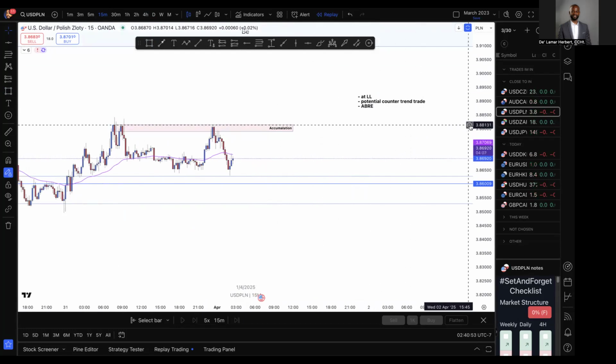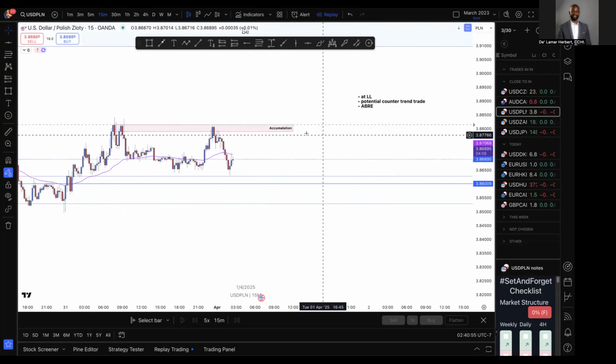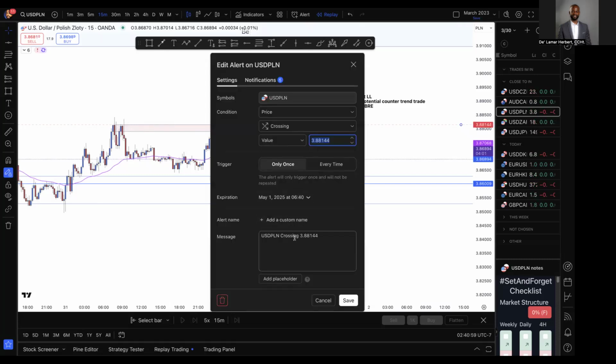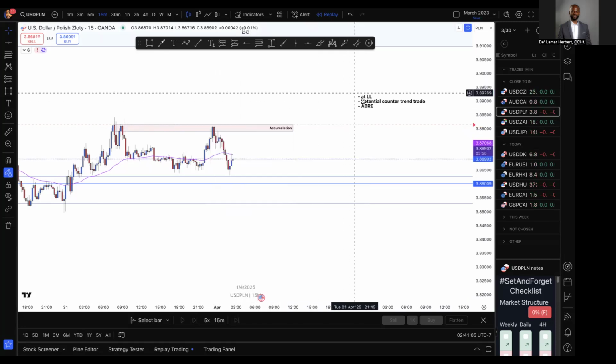buy. So I want to put my alert here and just put breaks here, and we're just looking for that break. That'd be the first thing we're looking for.